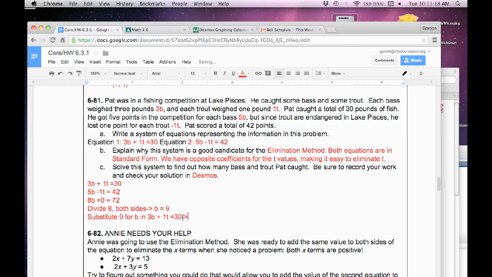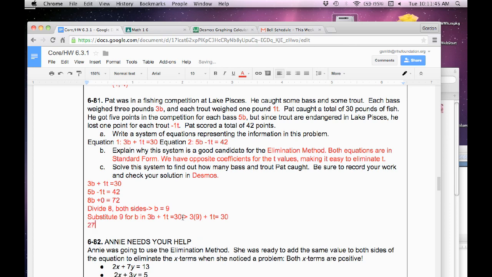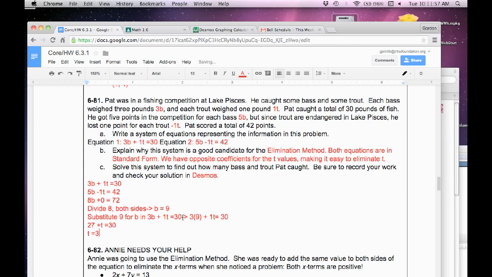And that's going to rewrite as 3B plus 1T, except instead of B, we're going to do 3 times 9 plus 1T is equal to 30. Then we'll just multiply, so then it's 27 plus T equals 30. And then we'll subtract 27 from both sides. T equals 3. So basically, it looks like he caught 9 bass and 3 trout.